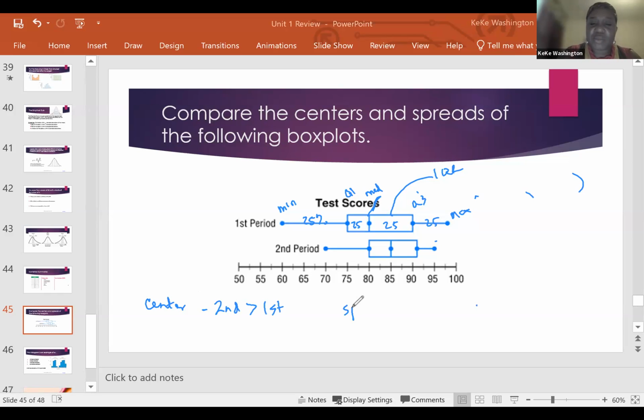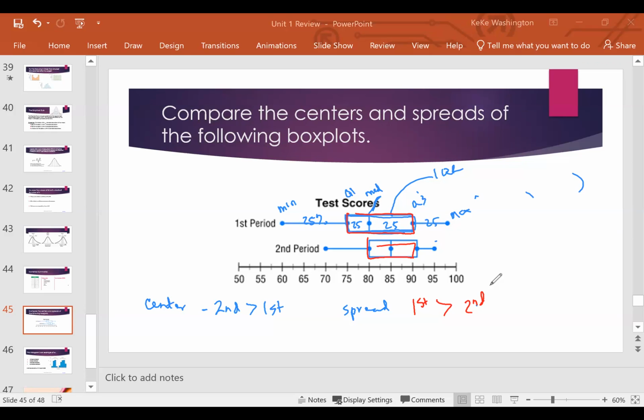Now, if I ask you about the spread, again, the only spread that you're given in this box plot is the IQR because standard deviation is not given. So which one has the greater spread? We talked about it earlier. If you want to look at spread, you are looking at the box itself. So when I compare these boxes, first period has a greater spread than second period. Neither one of them have outliers, okay, because you don't see any outliers indicated.